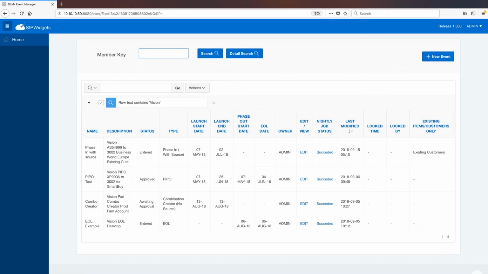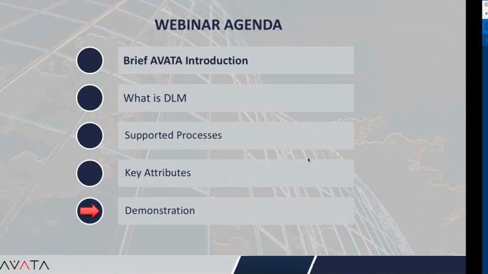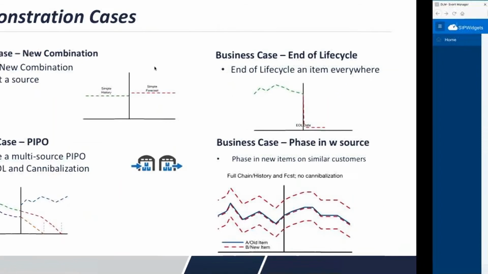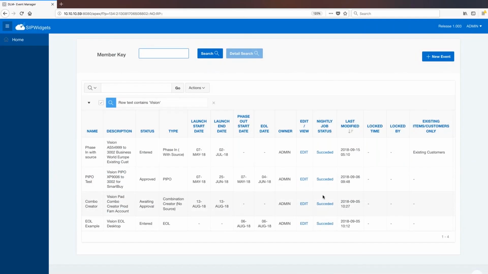We're going to now look at various scenarios that we would like to walk you through so that the functionality of the DLM application can be explained in further detail. So jumping back here in a minute for slides. These are the various demo business case scenarios which we'll be walking you through. And the first one here is the combo creator. So let's go back to the application and jump right into this.